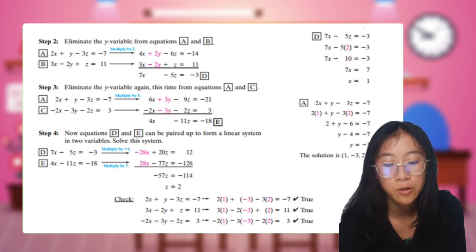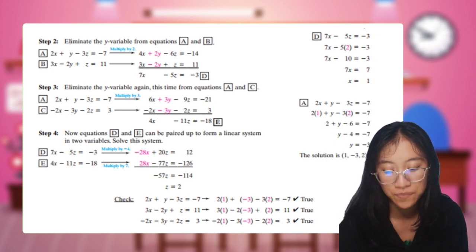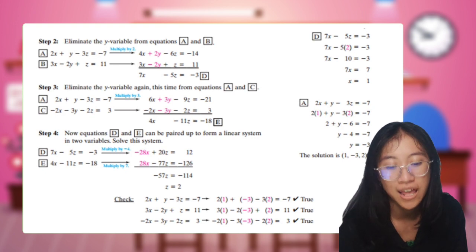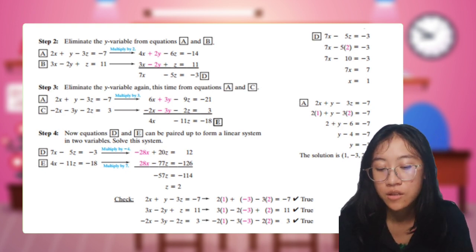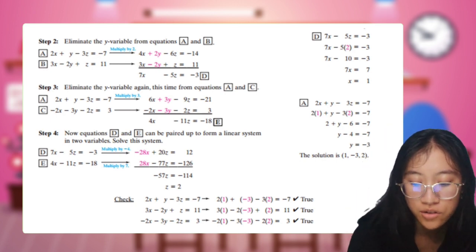Substitute x equals 1 and z equals 2 into equations A, and check the ordered triple in the 3 original equations, and we will get true statements in these three equations.